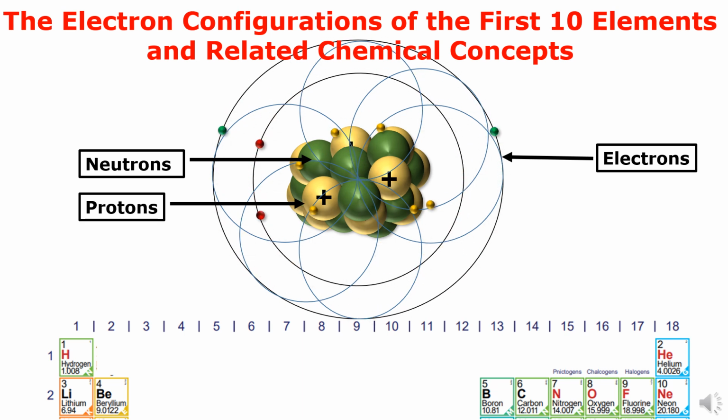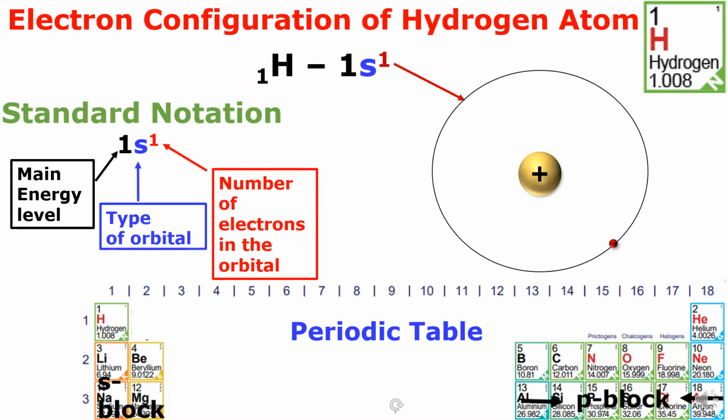Let's learn how to write the electron configurations for the first 10 elements and chemical concepts that are related to their electron arrangements. We use a standard notation to write an electron configuration. First we write the main energy level, then the orbital type and the number of electrons in that orbital as a superscript.